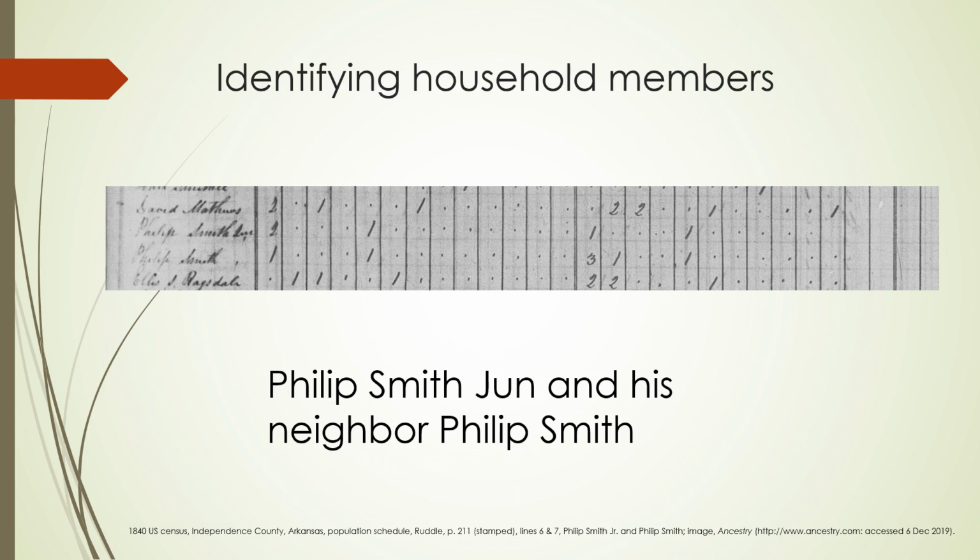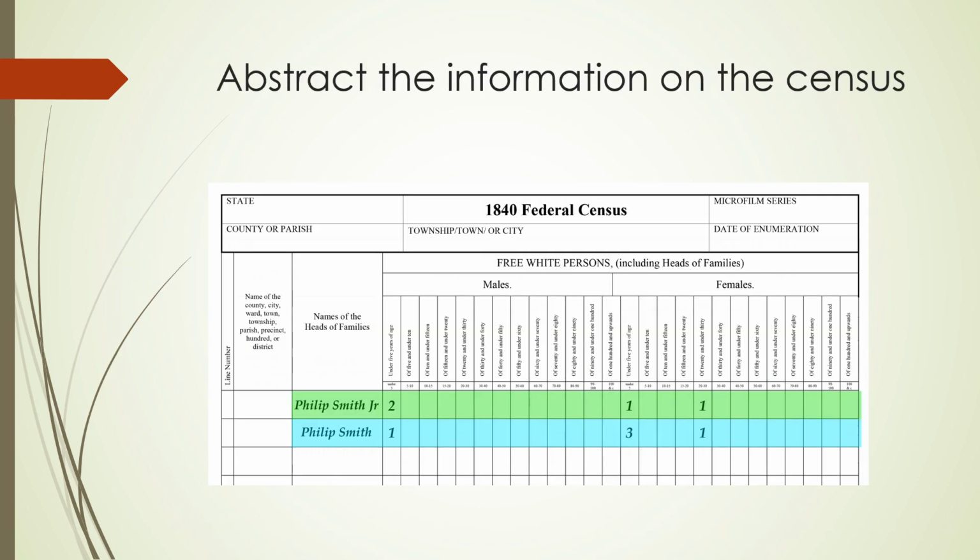Here's how I help identify household members and differentiate between two households. This is Philip Smith Jr. and his neighbor, Philip Smith. So which Philip Smith is my ancestor? First, we begin by abstracting the information from both pages onto a blank census sheet. In this example, nothing of value was found on the second page, so I didn't put it on the screen.